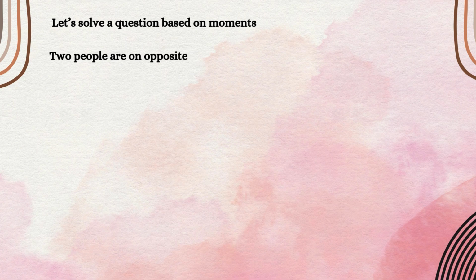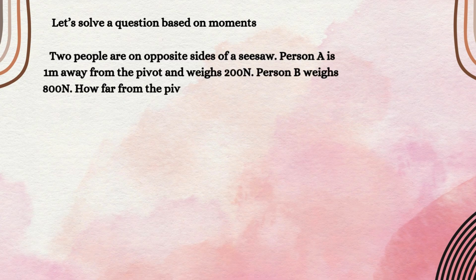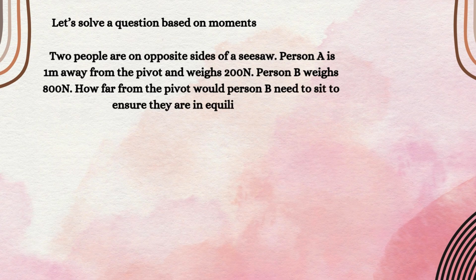Let's solve a question based on moments. Two people are on opposite sides of a seesaw. Person A is 1 meter away from the pivot and weighs 200 Newtons. Person B weighs 800 Newtons. How far from the pivot would person B need to sit to ensure they are in equilibrium?